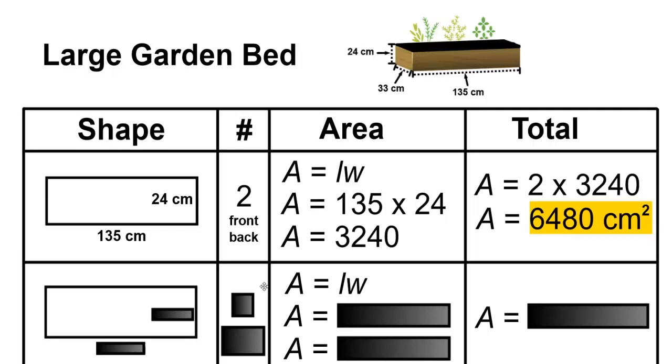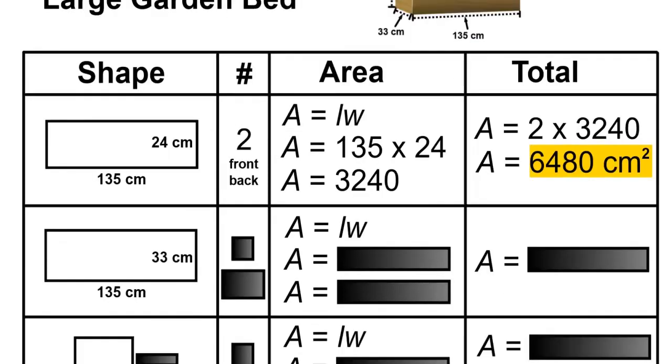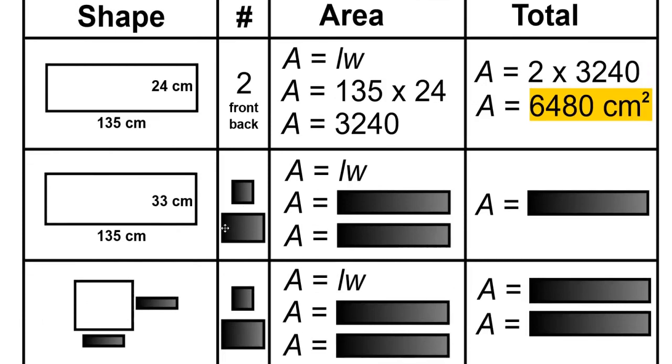Now we'll do the bottom of the garden bed. 135 centimeters by 33 centimeters. This rectangle represents just the bottom, so there's only 1. Area equals length times width. Area equals 135 times 33.